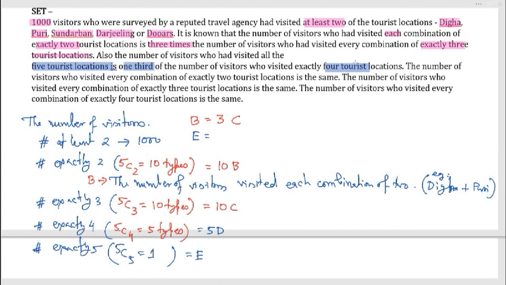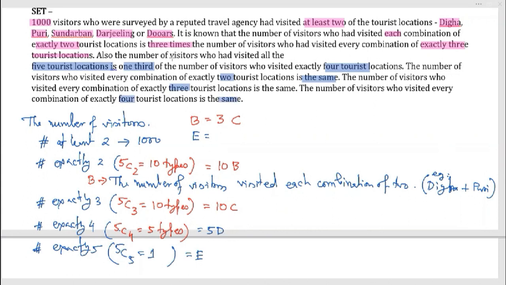The number of visitors who had visited every combination of exactly 2 tourist locations is the same, and individually I have taken it as B. The number of visitors who had visited every combination of exactly 3 tourist locations is the same, and individually it is the C value. The number of visitors who had visited every combination of exactly 4 tourist locations is also the same, and due to that it is D.